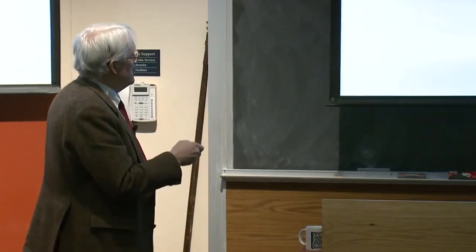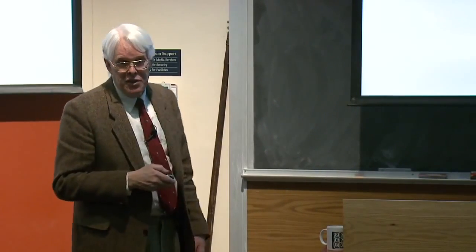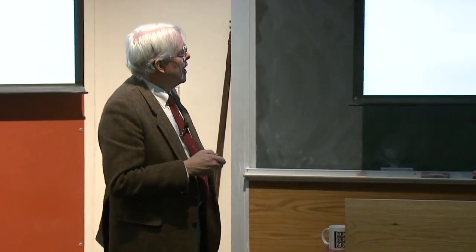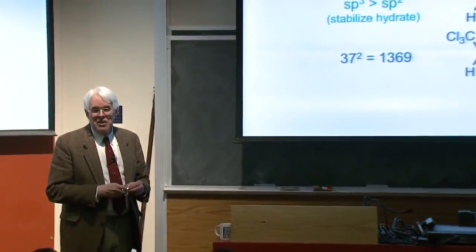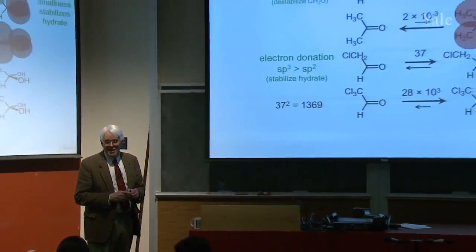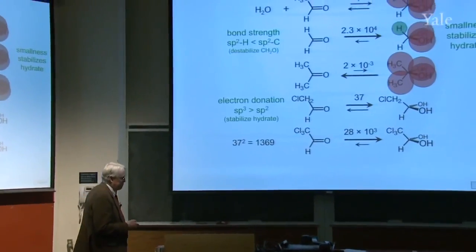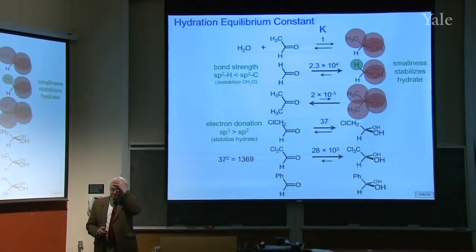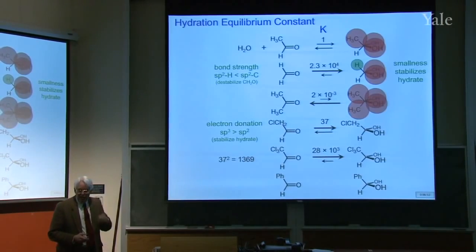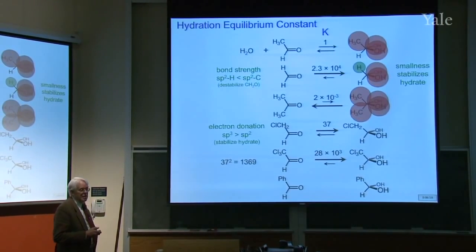Okay. Now, 37 squared is a little bigger than 1,000, right? And look at that, it's 28,000. That's better than we had any reason to expect, okay? But it makes sense. And finally, what if we have benzene as the substituent? So benzaldehyde, right? Is that going to shift it right or left?